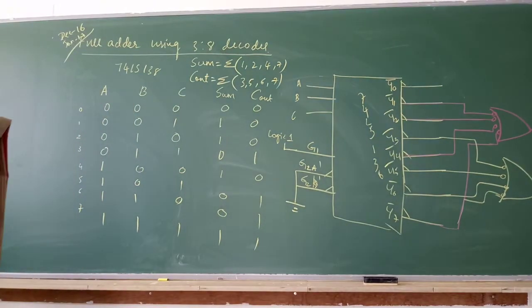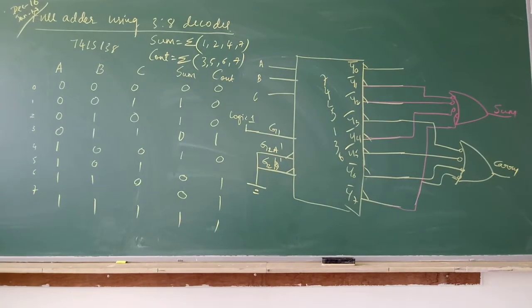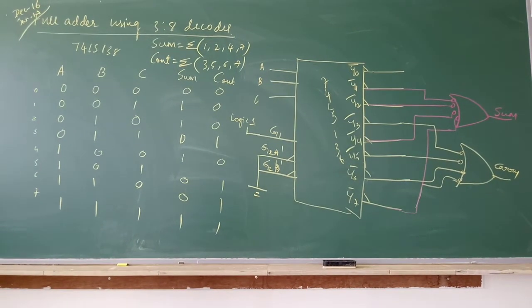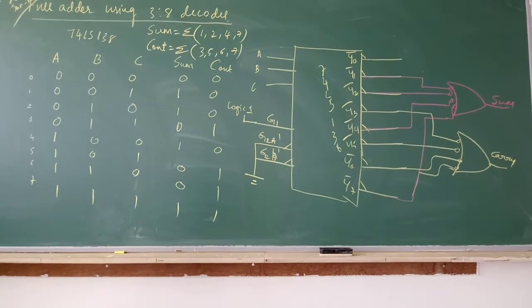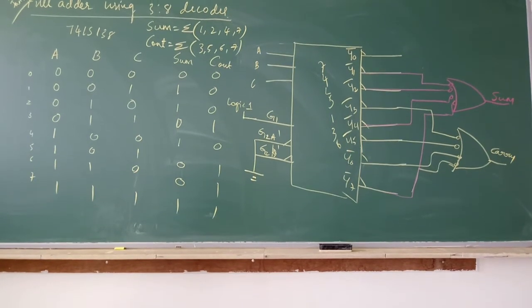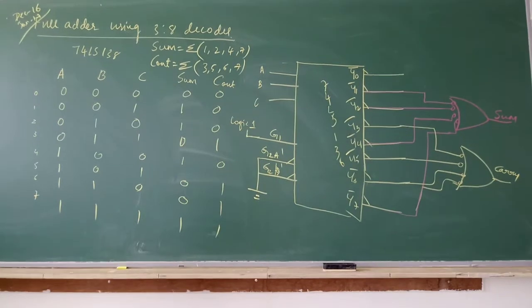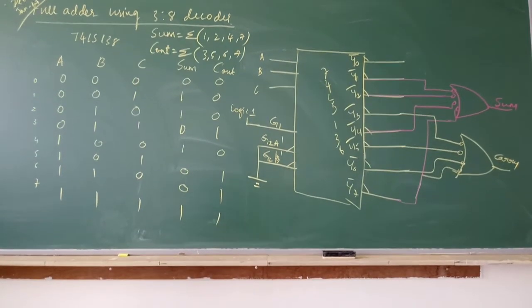And this is the implementation of full adder using decoder. Correct? I think you can see here. So this is the implementation of full adder using decoder, that is 74LS138. So like this, subtractor can be asked. Half adder can be asked, full adder, half subtractor can also be asked. So do practice all of these. Whatever the function you get, you should be able to implement it using a suitable decoder.